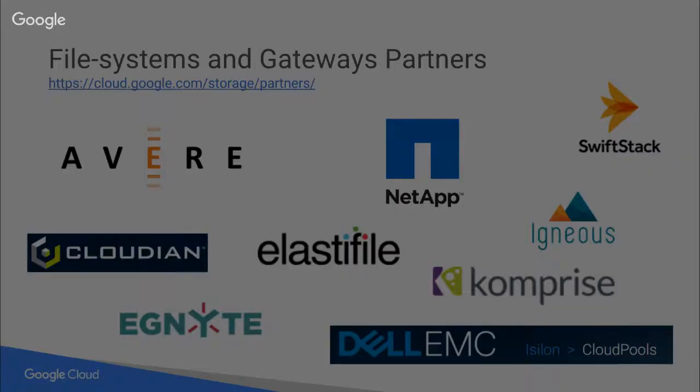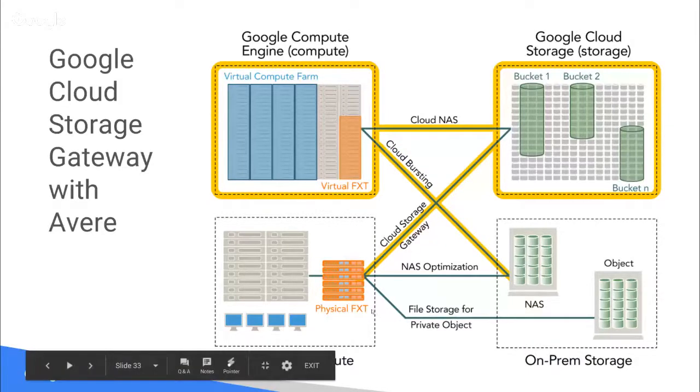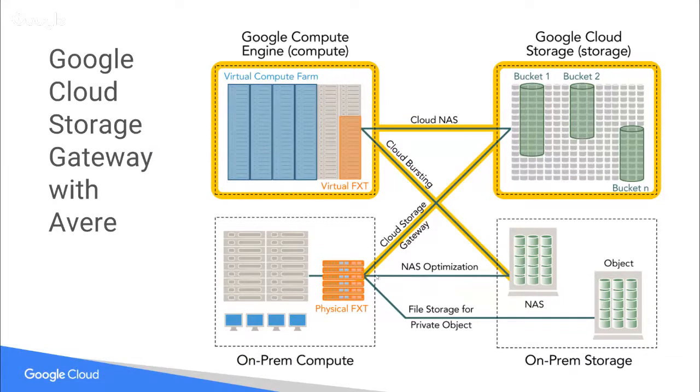And just to give you a flavor of how this works, with Avere, one of the partners that Google has for this kind of hybrid cloud storage, you could see on the bottom part both the compute and storage that you might have on-prem, front-ended by the Avere appliance, which is a physical appliance, and then it provides a single logical view of your file system to all of the on-prem compute.